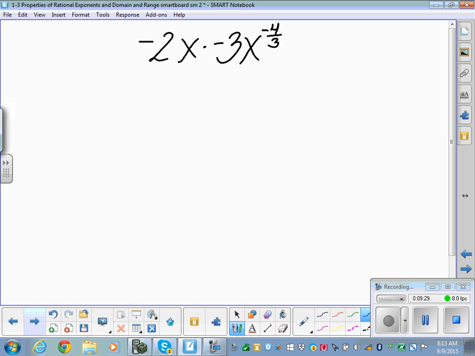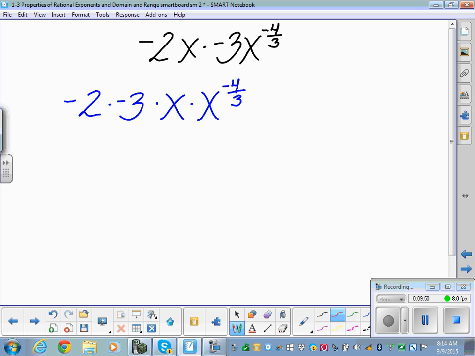Negative 2x times negative 3x to the negative 4/3. Once again, if you look at this, guys, we're just multiplying all these things. We don't see any addition signs in here, just multiplying. So we can reorder this one in any order. I'm going to put my numbers by each other. Negative 2 times negative 3 times x to the negative 4/3.